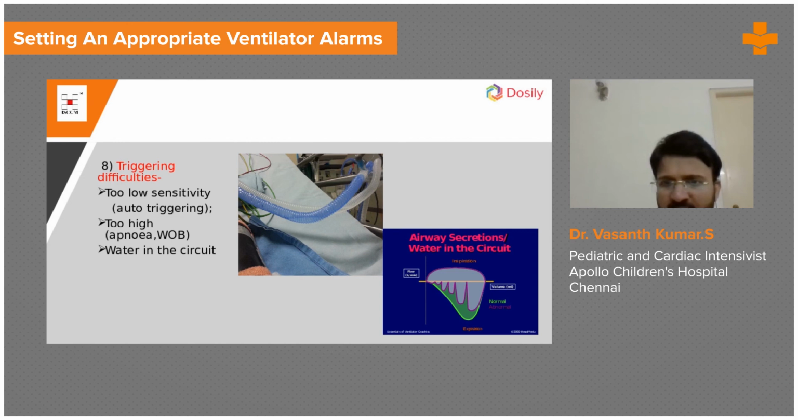So how do you identify this? This is a flow volume graph. Here you can see there are a lot of serrations. This indicates that there is water in the circuit, or obviously, if you look at the circuit, you'll see a lot of water there. You just have to drain the water, and this problem is tackled.